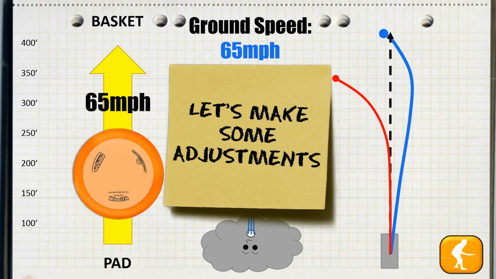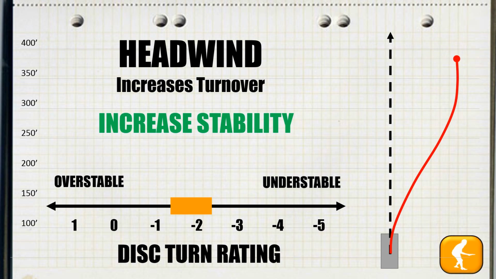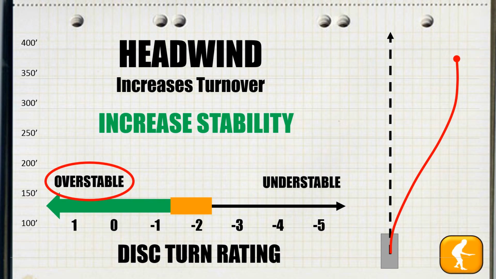So let's make some adjustments. Because headwind increases turnover, you'll need to adjust by increasing the stability of your disc, moving to a more overstable disc based on whatever your favorite brand's disc turn rating is to pull the disc back closer to center and give you the optimal flight pattern that you're looking for.